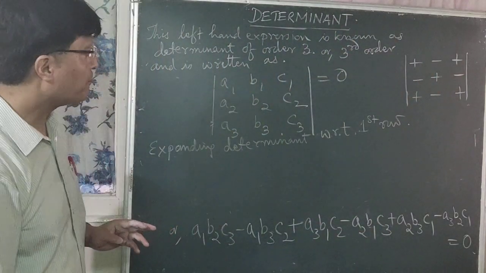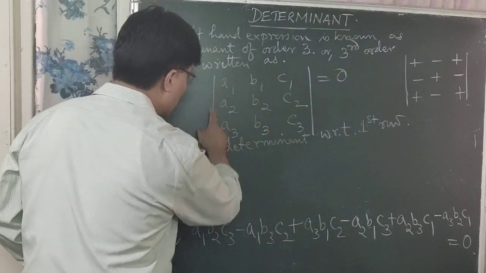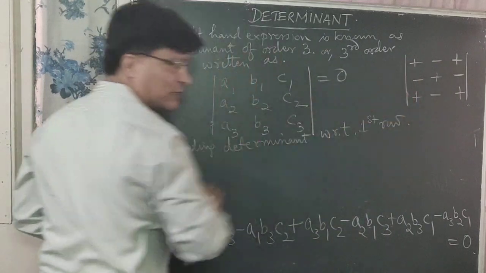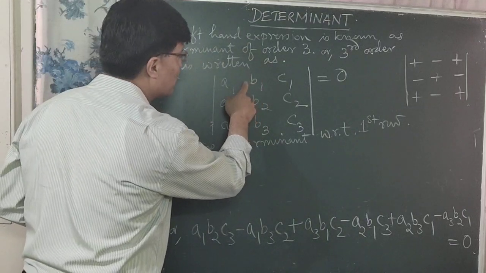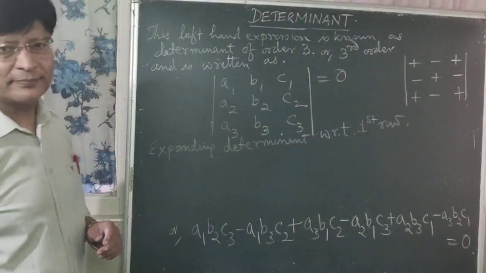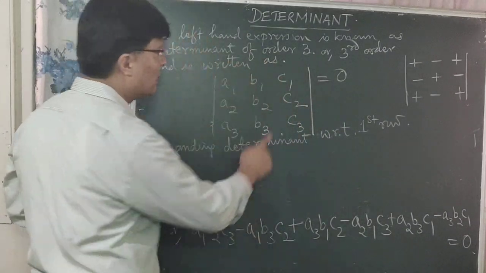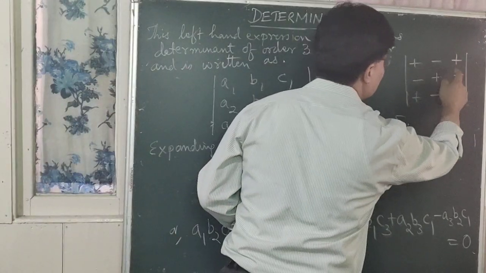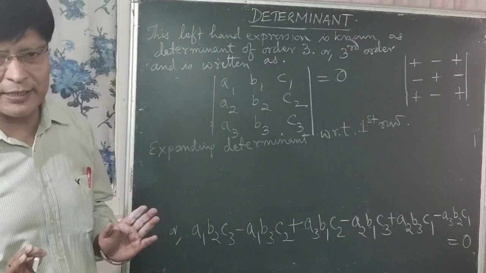Is it clear? You can expand it with respect to the first column also. Taking the first column, which signs do we take? That is A1, A2, A3, plus minus plus. You can expand it with respect to the second column also. That is with respect to B1, B2, B3. We should take minus plus minus. Correct? Next, we can expand it with respect to the third column also. That is with respect to C1, C2, C3. In that case, which signs are taken? It is plus minus plus. So I think you have understood it.